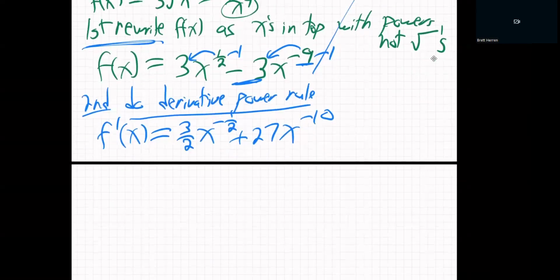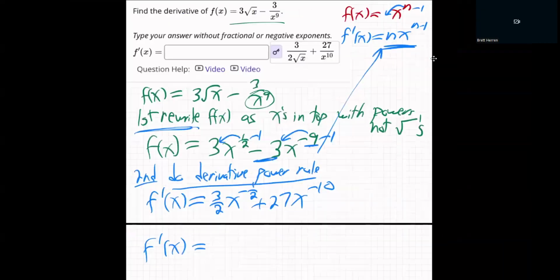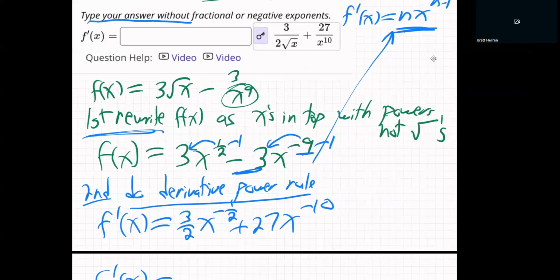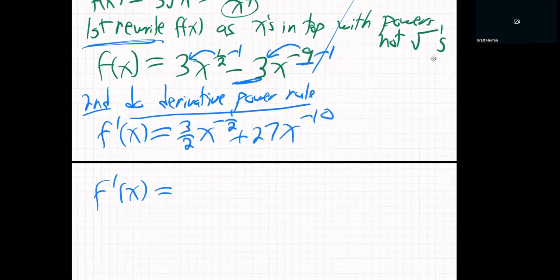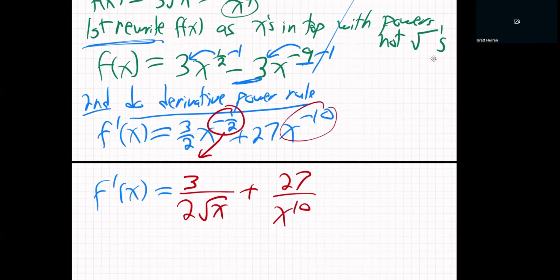Okay, now this is f prime. Now, I would leave it that way, but look what they said here. Type your answer without fractions or negative exponents. It doesn't like that. So you got to change it back. Well, how do you do that? Well, this is going to be 3 over 2 square root x. Why? Because it's negative, so negative jumps it to the bottom, and the half power makes it a root on the bottom, plus 27, x to the negative jumps it down. So there we go. There's our answer.